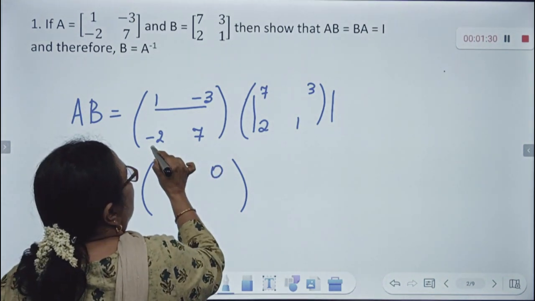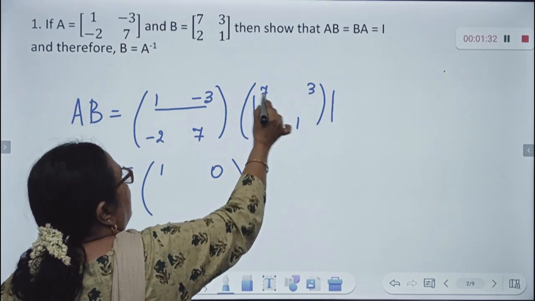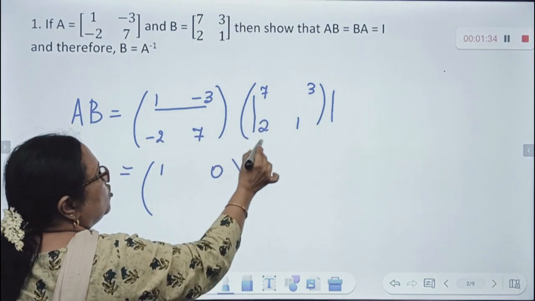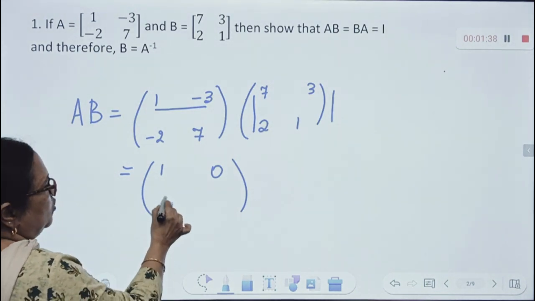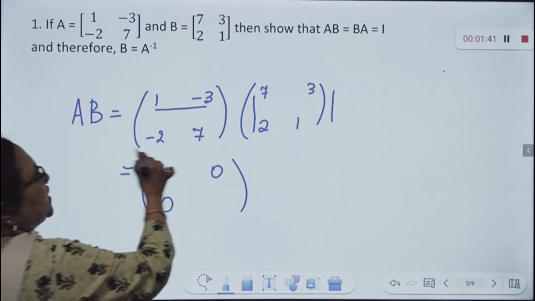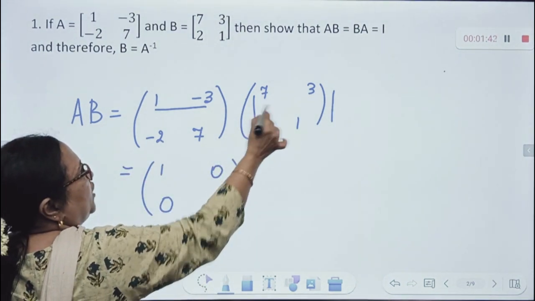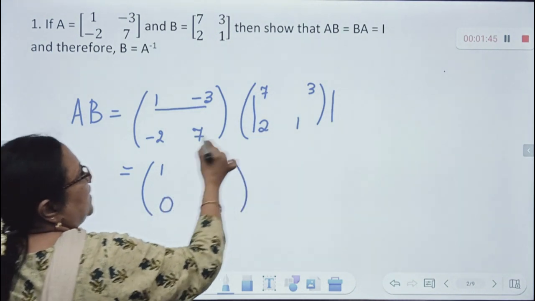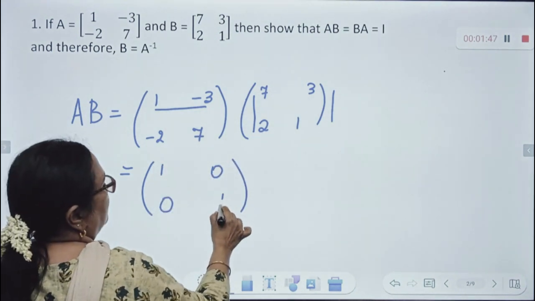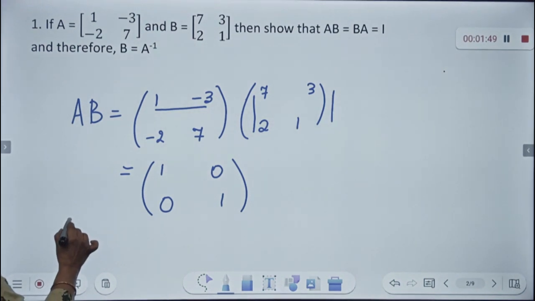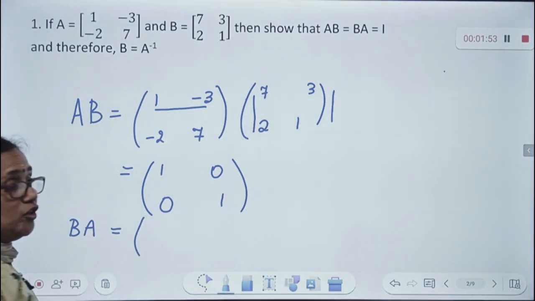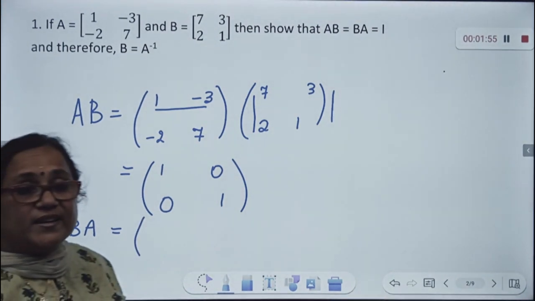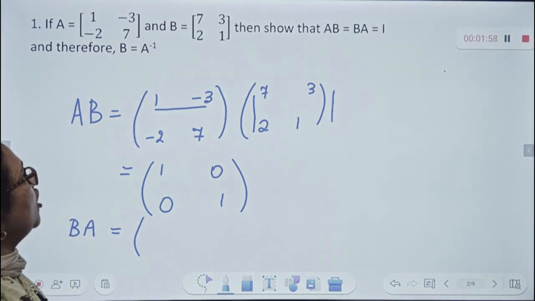Then second row, first column. So, minus 2 into 7, minus 14, plus 2 into 7, plus 14, minus 14 plus 14, 0. So, second row, second column, minus 2 into 3, minus 6, plus 7. Minus 6 plus 7 is 1. Now, what is BA? We have to distinguish between AB and BA because matrix multiplication in general is not commutative.